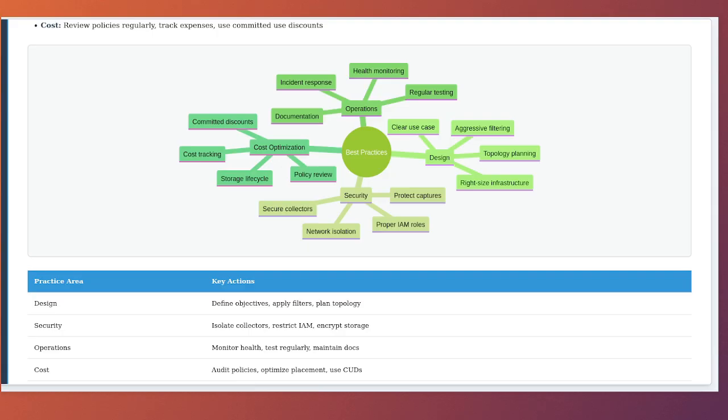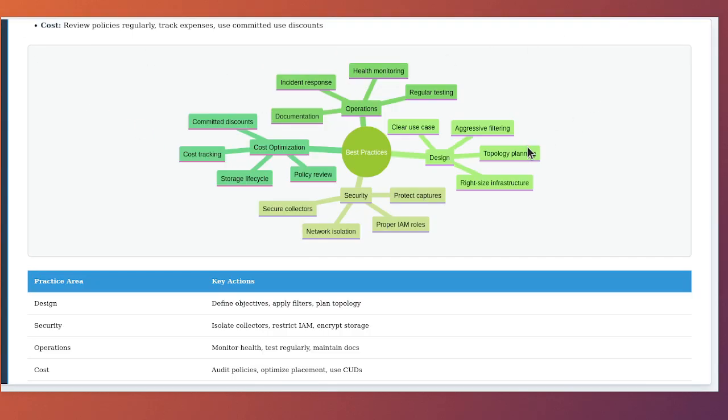Fourth, right-size your collector infrastructure. Monitor the actual traffic volumes reaching your collectors and adjust instance group size accordingly. Use auto-scaling to handle traffic variations. There's no point running excess capacity that sits idle.